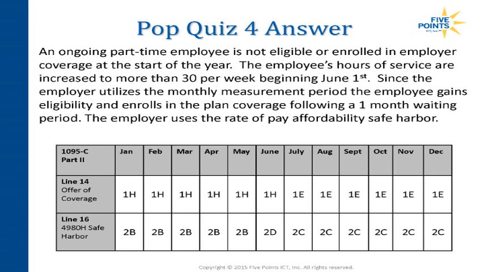Now, 2B, not a full-time employee through May. June, they become a full-time employee, but I have a 1-month waiting period, so I use 2D, limited non-assessment. It's my code for part-time, or for full-time waiting period. Then they were covered July through December, so 2C is not on there.